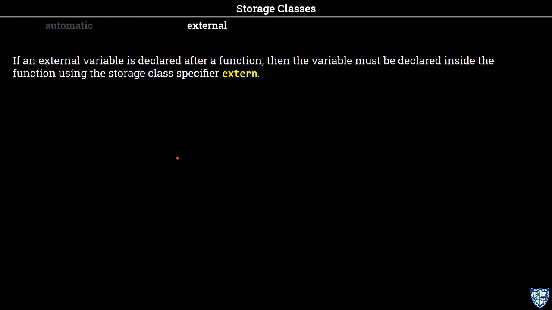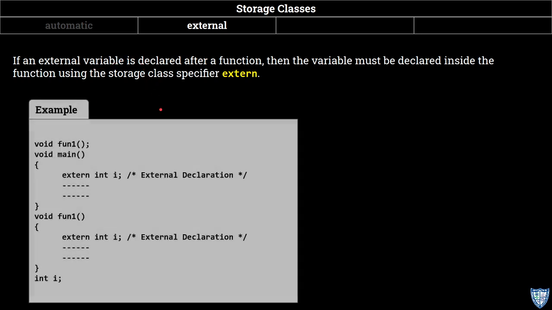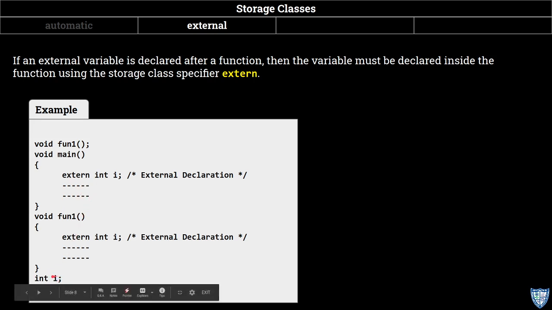And one final point to be noted is, if an external variable is declared after a function, then the variable must be declared inside the function using the storage class specifier extern. So this is what is meant by that. Here there are two functions, main and fun1, and this i is a variable which is declared outside all the functions, but there is a difference with the examples we have seen.